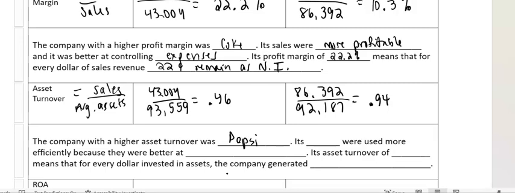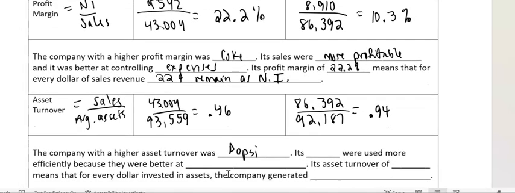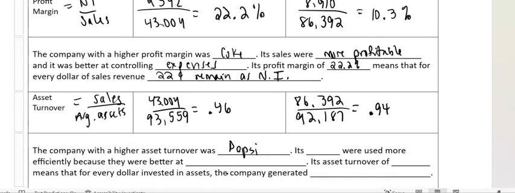So now we have a war going on here, right? We have Coke with its much higher profit margin and Pepsi with its much higher asset turnover. So we need to do the next step of ROA to figure out which one is going to win this battle. Pepsi's assets were used more efficiently because they were better at generating sales revenue. Its asset turnover of 0.94 means that for every dollar invested in assets, the company generated 94 cents in sales revenue.